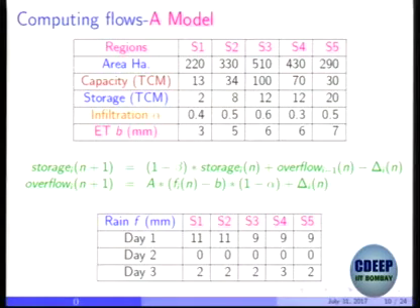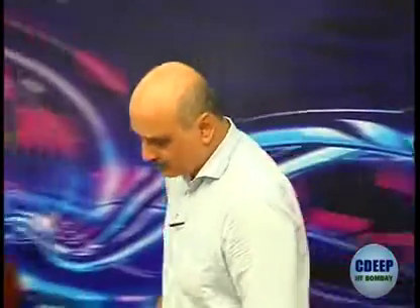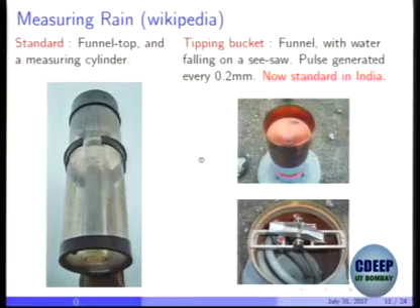So at the end of this 20 minutes, we understand the basis of what happens when it rains. We began with what happens when it rains, and now we understand the things which happen and the models by which one can predict. But one also needs to measure. So here are the measuring instruments.